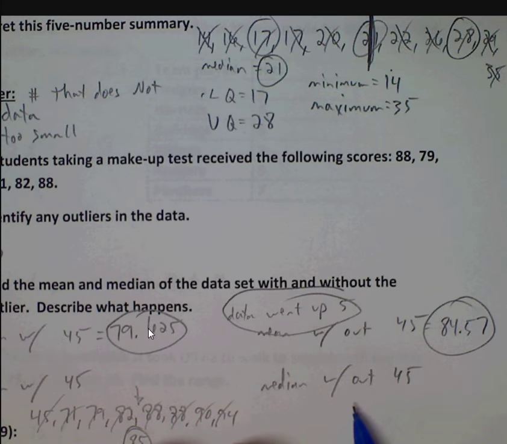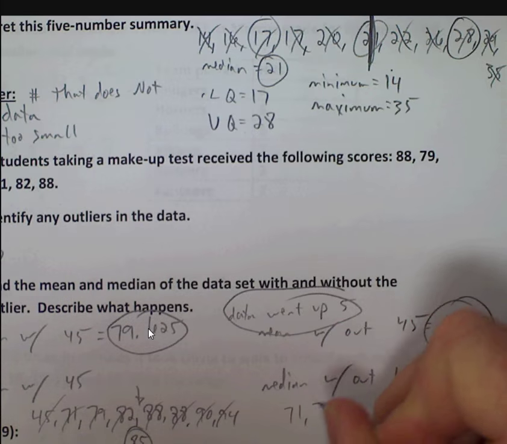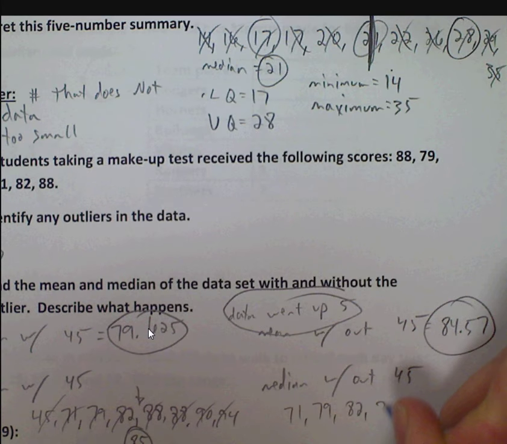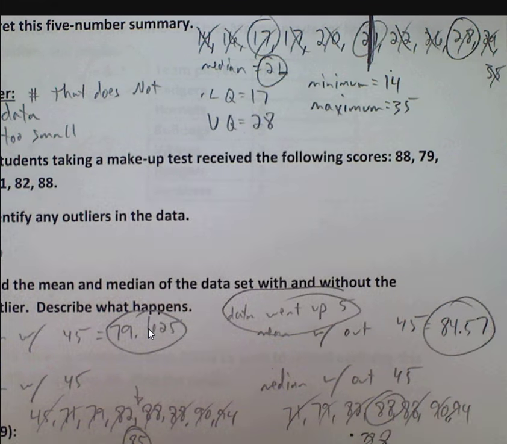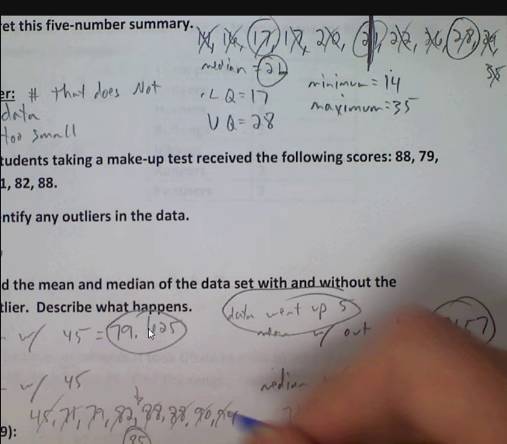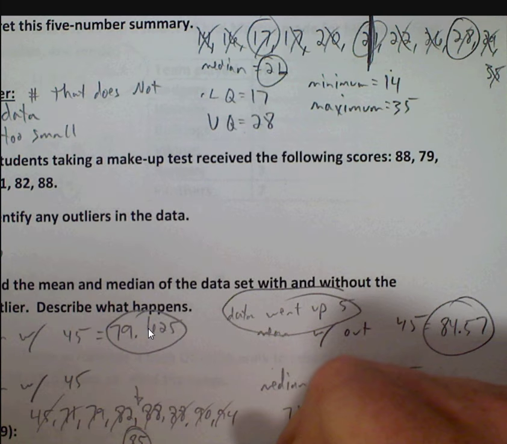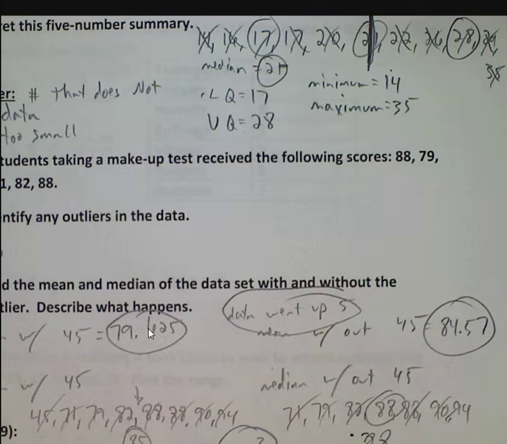So now the median without 45. So 71, 79, 82, 88, 88, 90, 94. Small, big, small, big, small, big. 88 would be my median. So how did it change? It went up 3. That's how it changed.